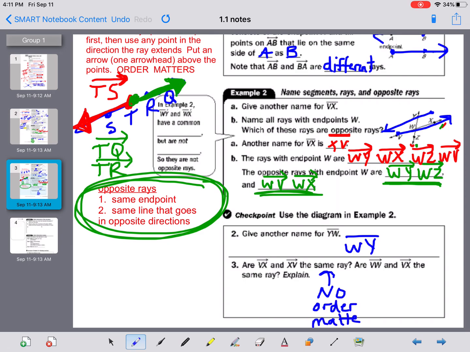The second question says, and let me clean this up again so we can see, is VW, so ray VW, so here it is, and ray VX starts at V and goes through X, are they the same ray? And we can say yes, same endpoint, and same direction.